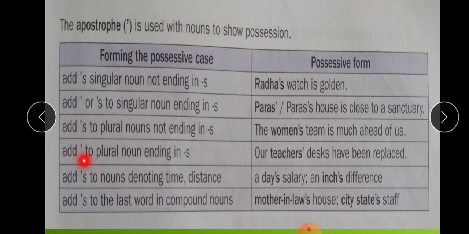Add an apostrophe to plural nouns ending in s. Here, our teachers' desks have been replaced. Teachers is already a plural noun and it ends with s. So here we'll just put an apostrophe to show the possession.